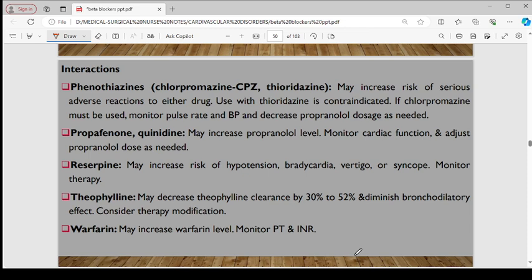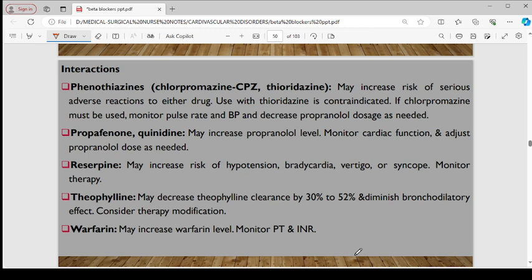Use of the propafenone and the quinidine may increase propranolol levels, so you have to monitor cardiac function and adjust the propranolol dose as needed. Risperidone may increase the risk of hypotension, bradycardia, vertigo, and syncope.